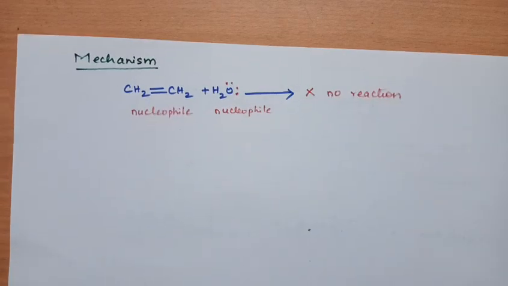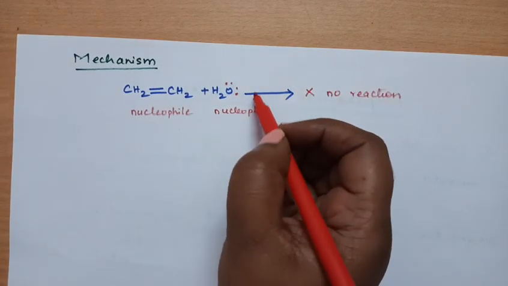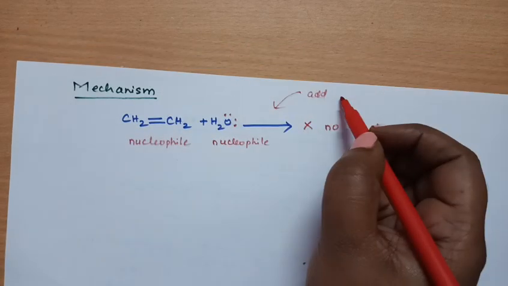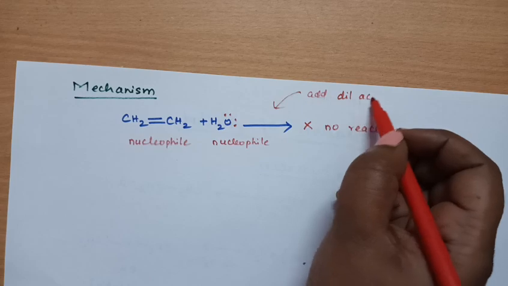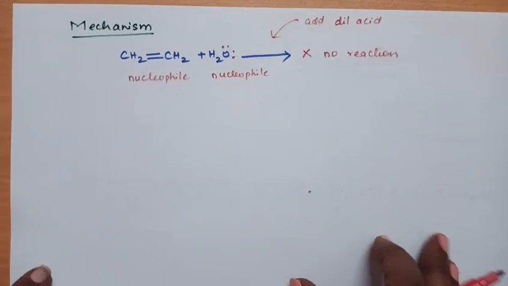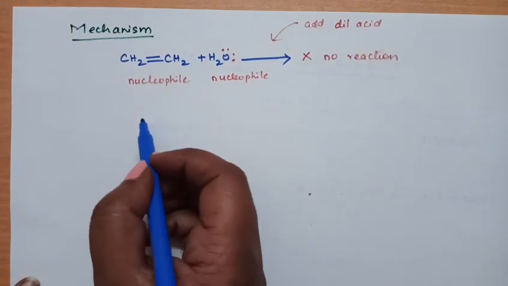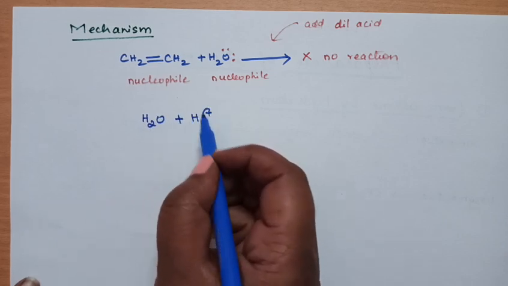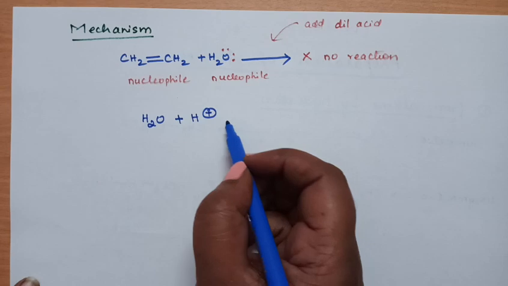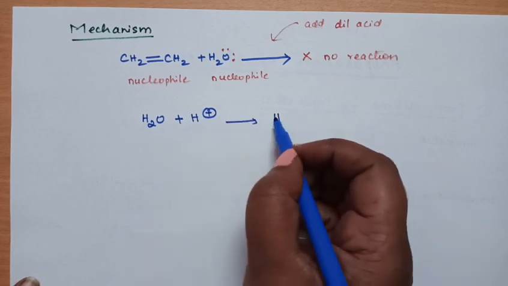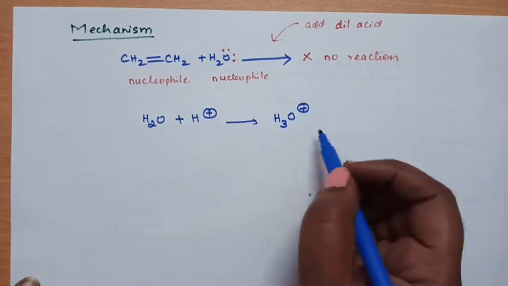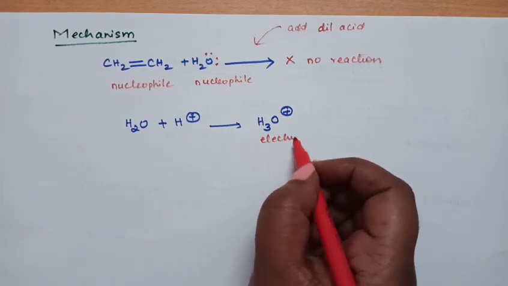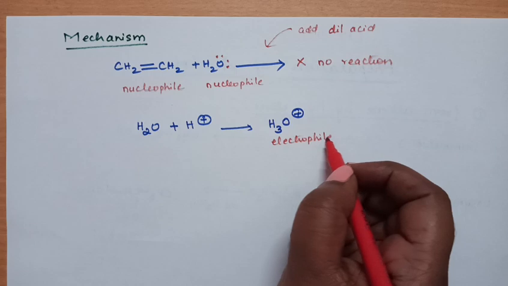Therefore we are going to add dilute acid. We should add dilute acid, only then will the reaction take place. What happens is, when we add dilute acid, the acid will produce H+ ion. This will combine with water and form H3O+. So now this is an electrophile.